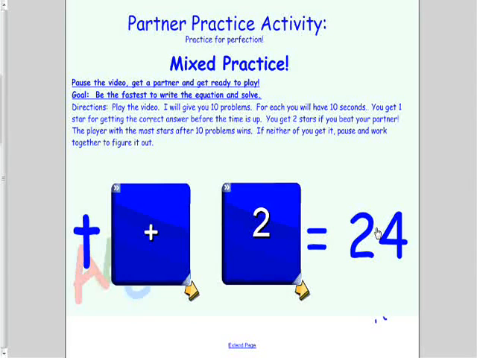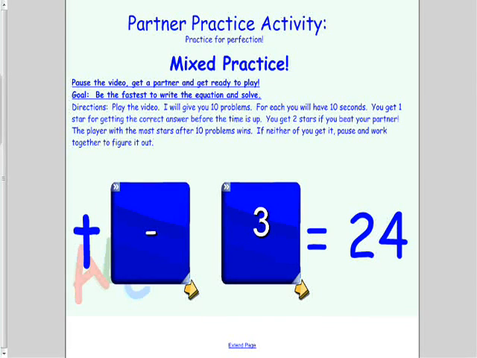T plus 2 equals 24. Go. All right, the opposite of plus 2 is minus 2. Subtract 2 from both sides. Your answer should be t equals 22. Next problem.